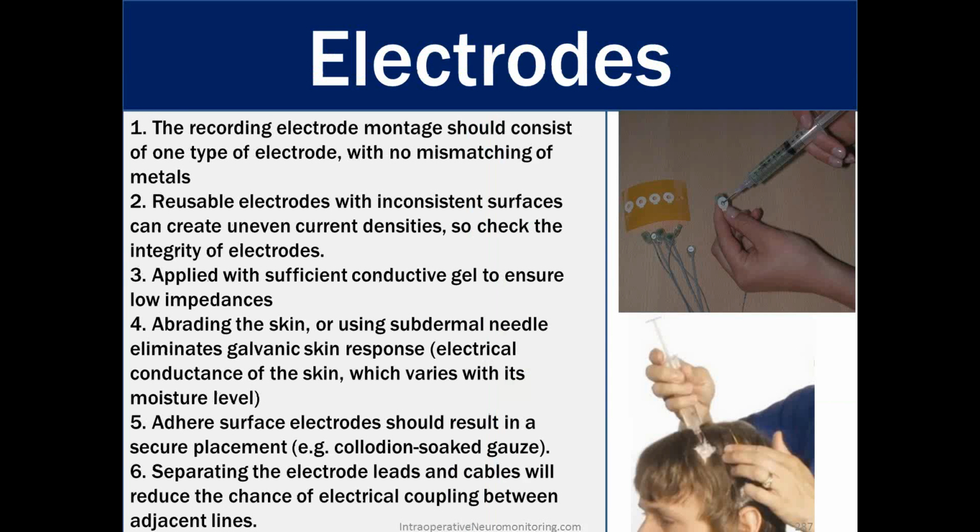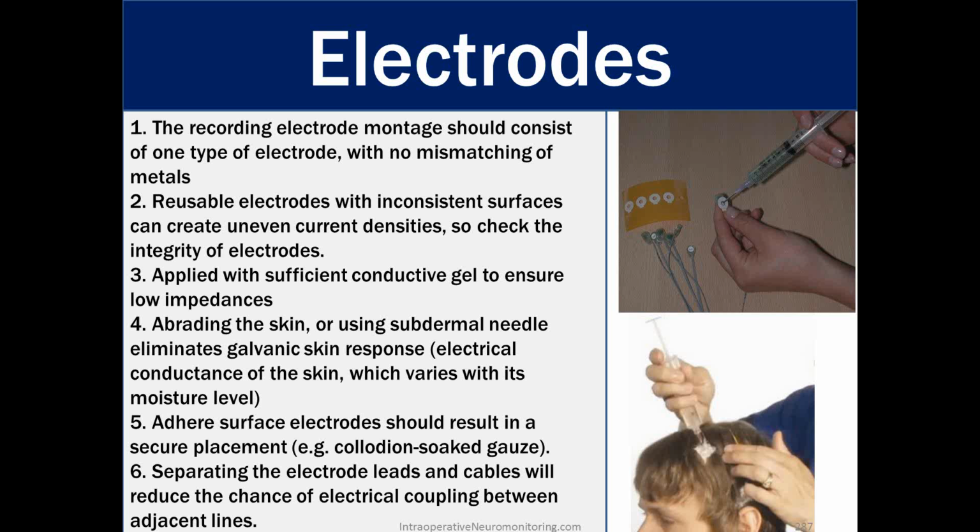Electrodes. The recording electrode montage should consist of one type of electrode with no mismatching of metals. Reusable electrodes with inconsistent surfaces can create uneven current densities, so check the integrity of the electrode. Apply sufficient conductive gel to ensure low impedances. That's if you're using the gold cups or something like that.